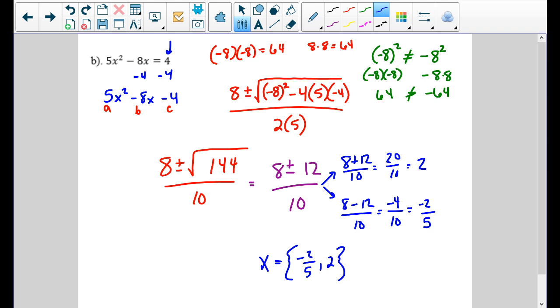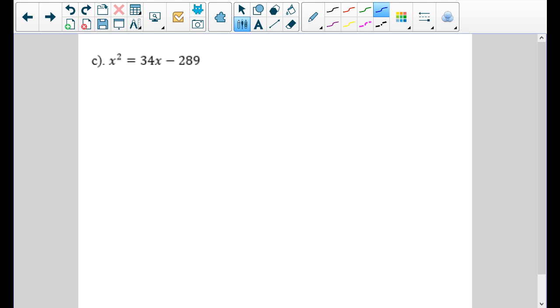All right, let's take a look at one more type of problem here. So now you can see x squared is kind of by itself. Now, typically I would say move the x squared because there's only one thing to move, but let's keep it positive. If you keep it positive, it makes it a little bit easier to use, okay? So let's move the 34x and the minus 289 over. So we're going to subtract 34x and we're going to add 289. So we are left with x squared minus 34x plus 289, and that equals 0.